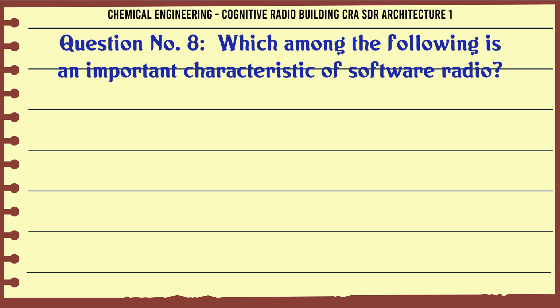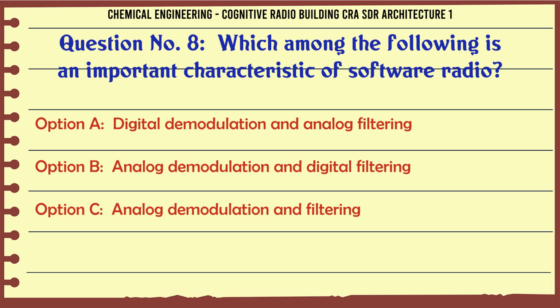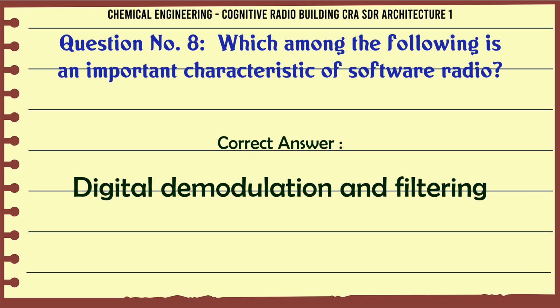Which among the following is an important characteristic of software radio? A. Digital demodulation and analog filtering. B. Analog demodulation and digital filtering. C. Analog demodulation and filtering. D. Digital demodulation and filtering. The correct answer is digital demodulation and filtering.